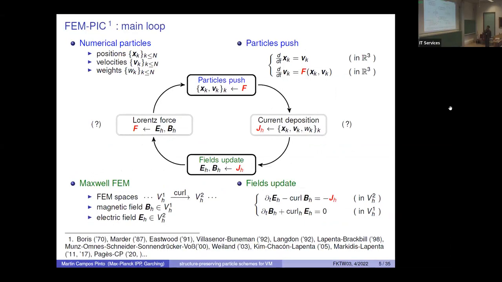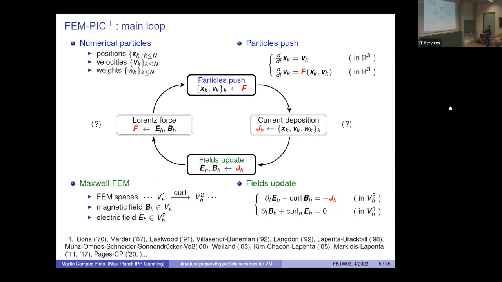So the main loop of particle or particle-in-cell schemes is the following. On the top, I recall the main elements of the particle discretization of the Vlasov equation. The numerical unknowns are the positions and velocities of the particles and the weights. And you push the particles by following the trajectories. And here you have this coupling term, the Lorentz force, that is applied to the velocity.